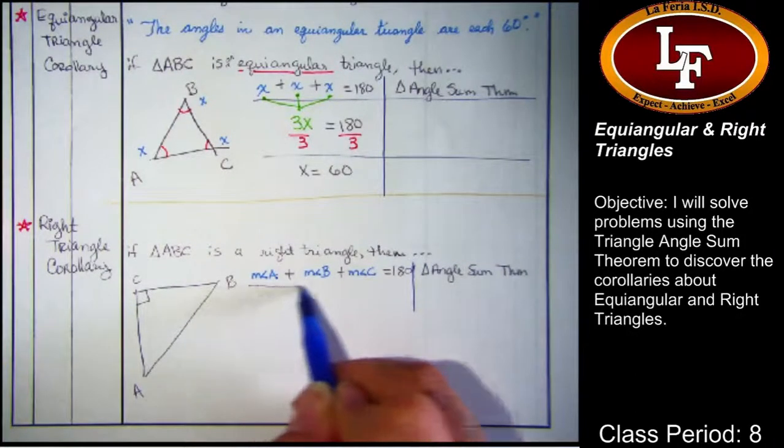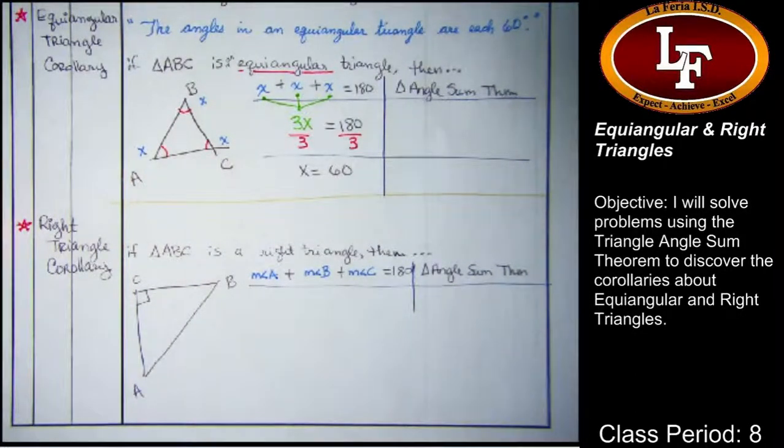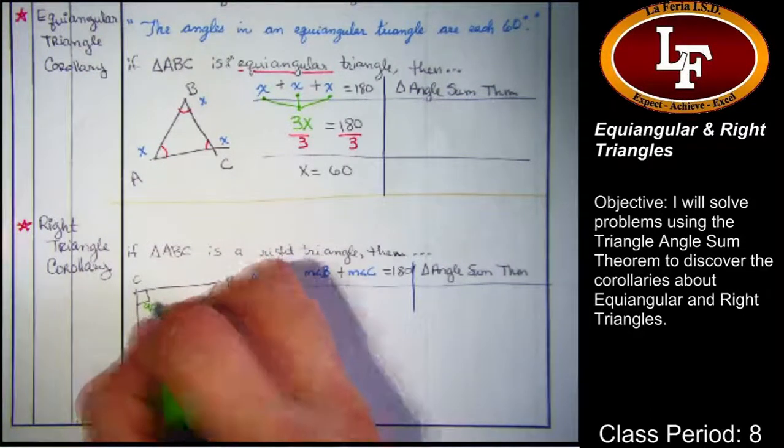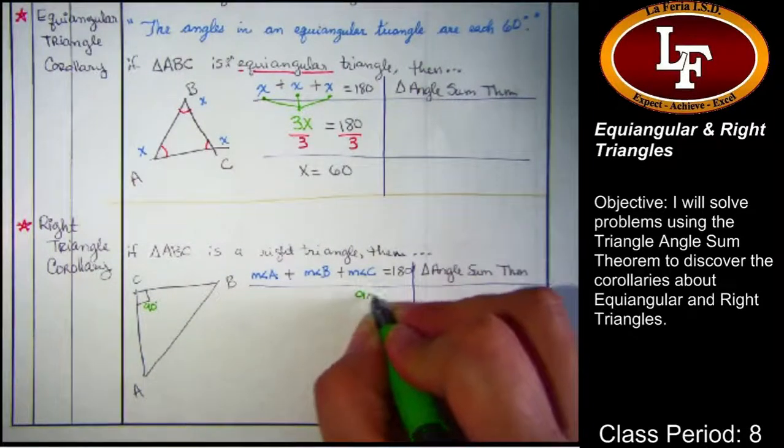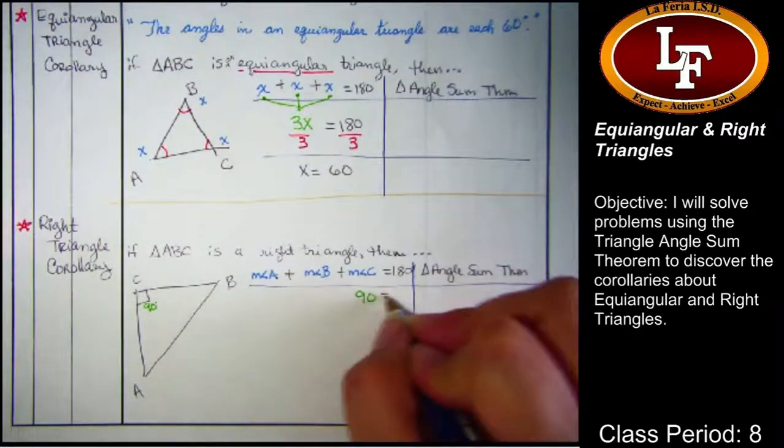But I know one of the angles of this triangle already, don't I? I know the measure of one of them. Which one? C. I already know that C is 90 degrees, so I can totally make that replacement.